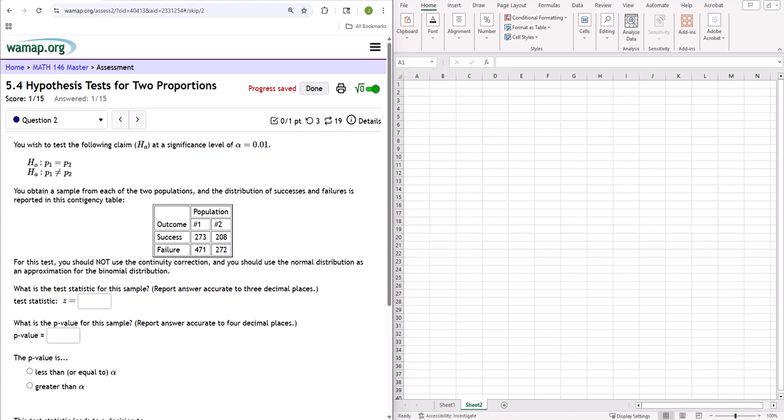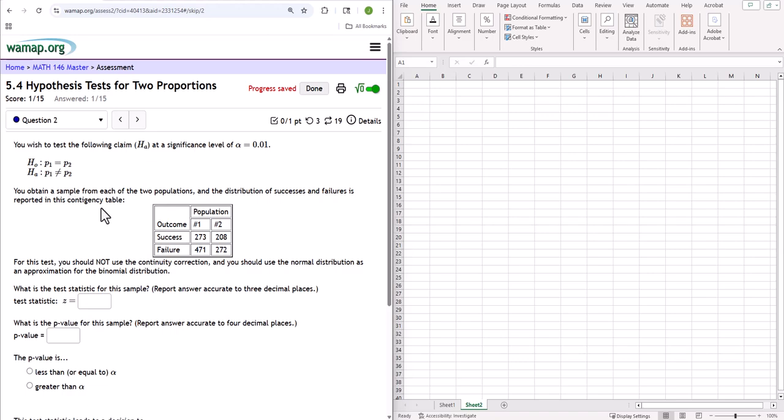Alright, we're back again here for another problem with section 5.4, doing a hypothesis test for two proportions. And you can see here we have a little bit different format. It says you wish to test the following claim. We have our null hypothesis, H sub A, at a significance level of alpha equals 0.01. So our null hypothesis here is that P sub 1 is equal to P sub 2, and our alternate hypothesis, P sub 1 is not equal to P sub 2. And so this would be a case where we have a two-tailed test.